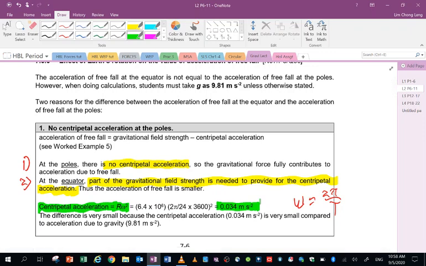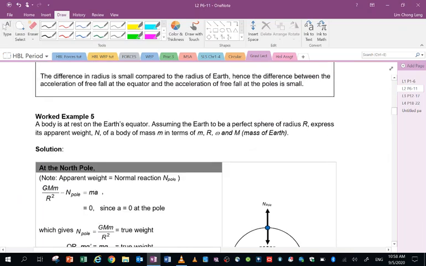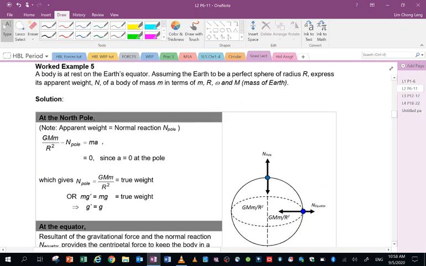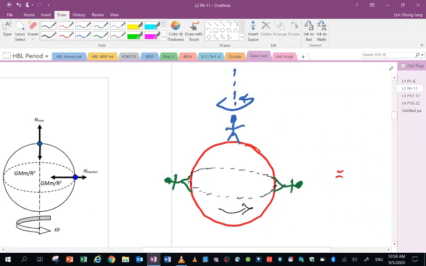So now we are going to study the effects of Earth's rotation on the value of acceleration of free fall. We are going to go straight to worked example 5. Now, if you look at this example, I'm going to go to this diagram.